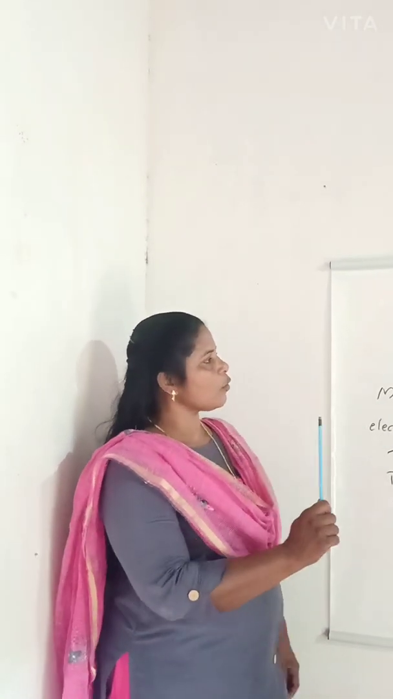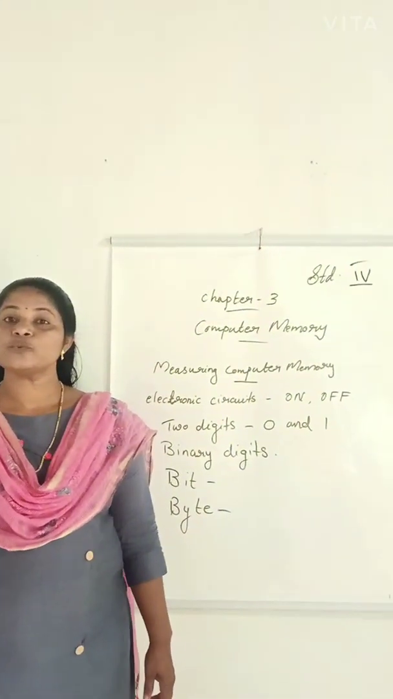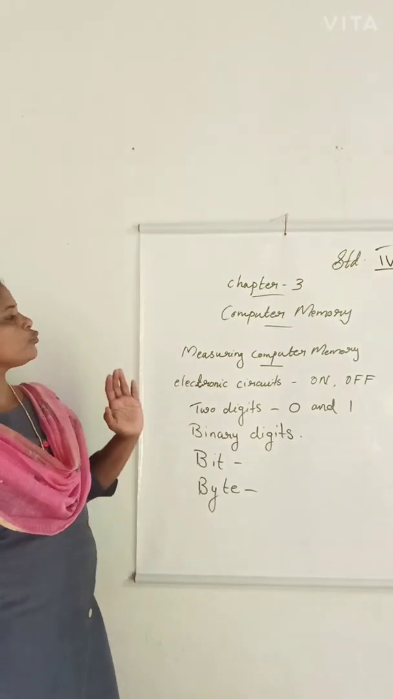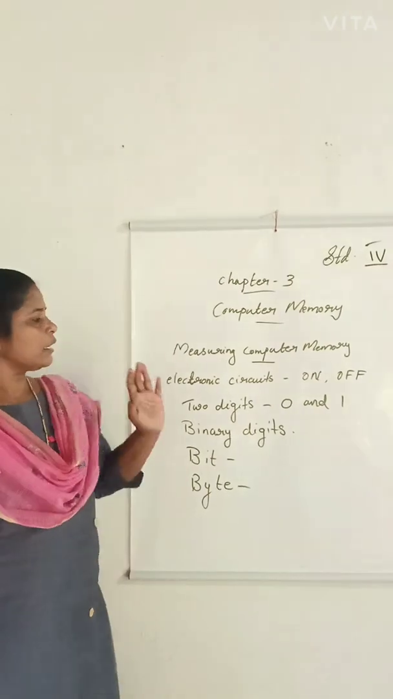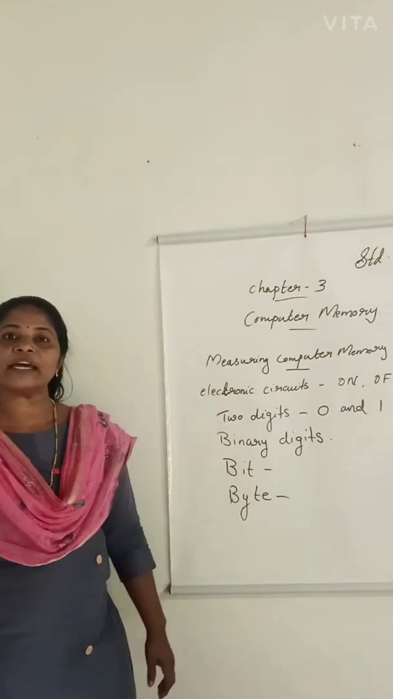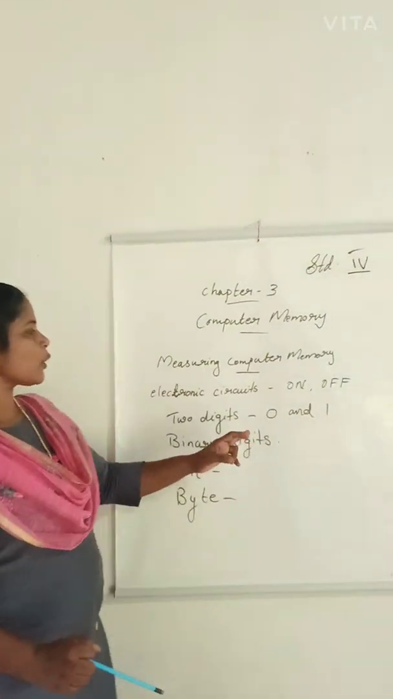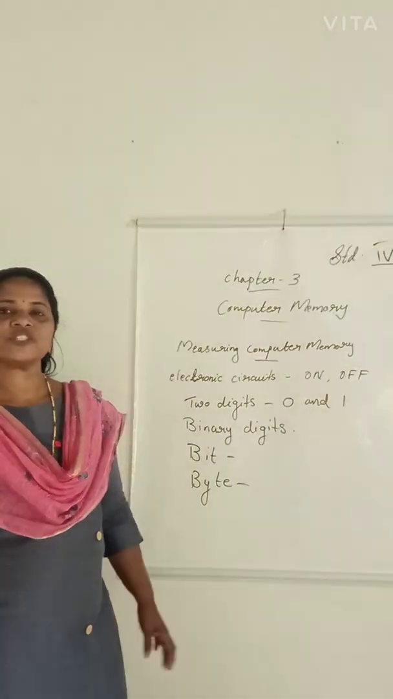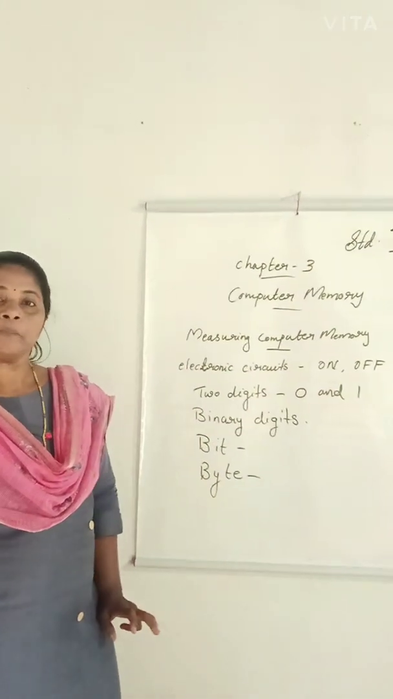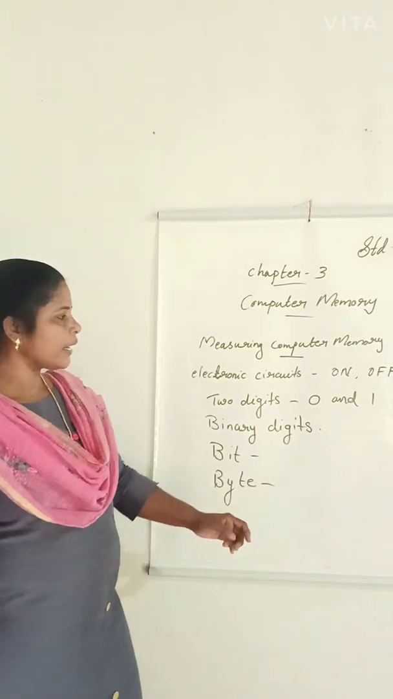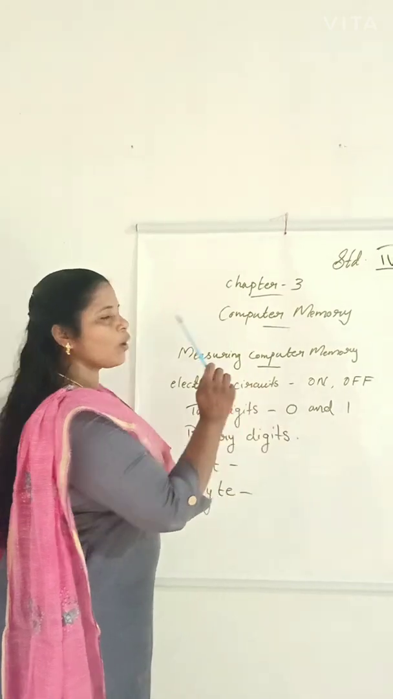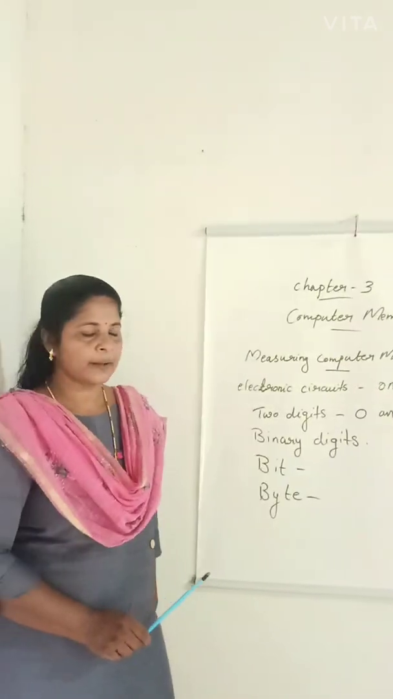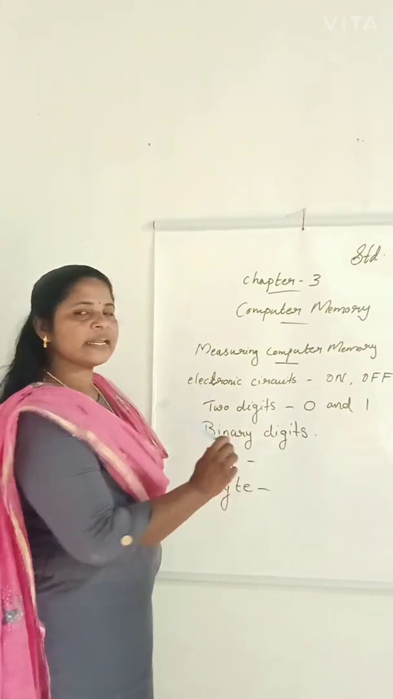Likewise, the computer also has memory. That memory is used to save and collect data. Okay, that is computer memory. And how do we measure computer memory? In a computer, data is stored in the form of electronic circuits. 0 and 1, that is, on and off positions. In those electronic circuits, data is stored in the form of 0 and 1. That is called a binary digit. And each 0 and 1 is called a bit. 0 is one bit and 1 is another bit.